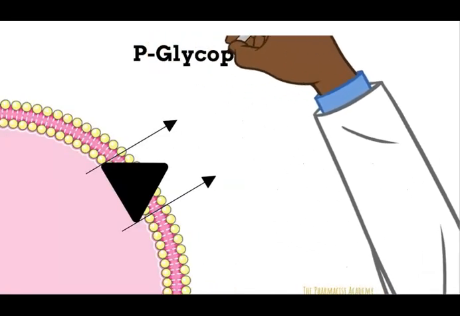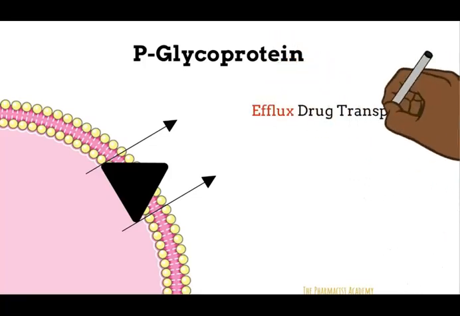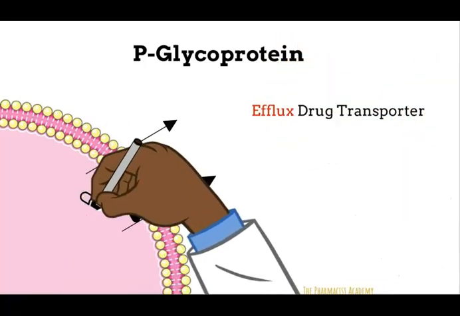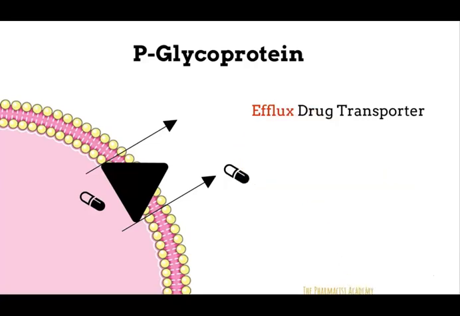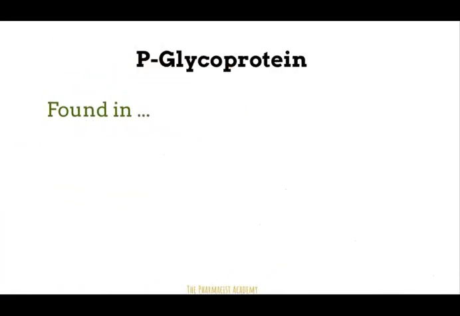So this is kind of how the P-glycoproteins look. It's known as an efflux drug transporter. So its job is to kick the drugs from inside the cell to the outside. Now these proteins can be found in different parts of your body.